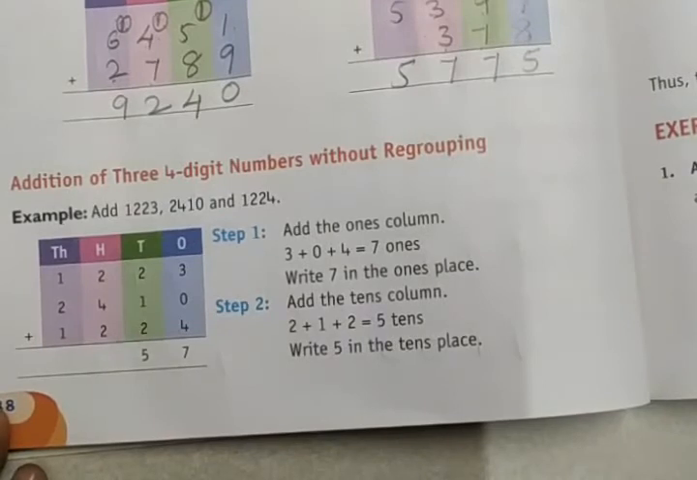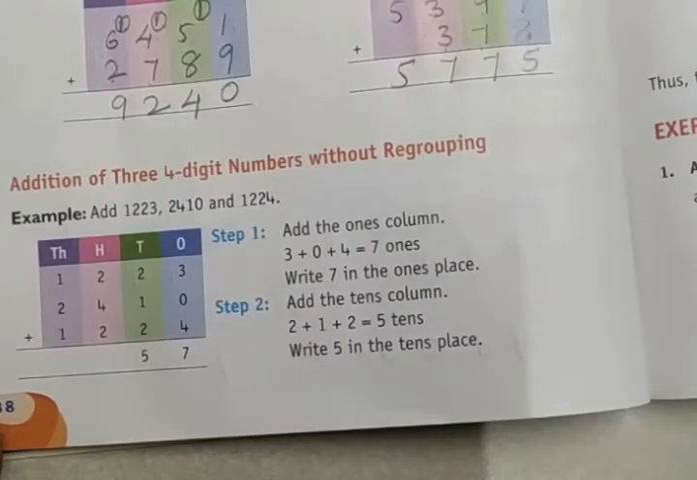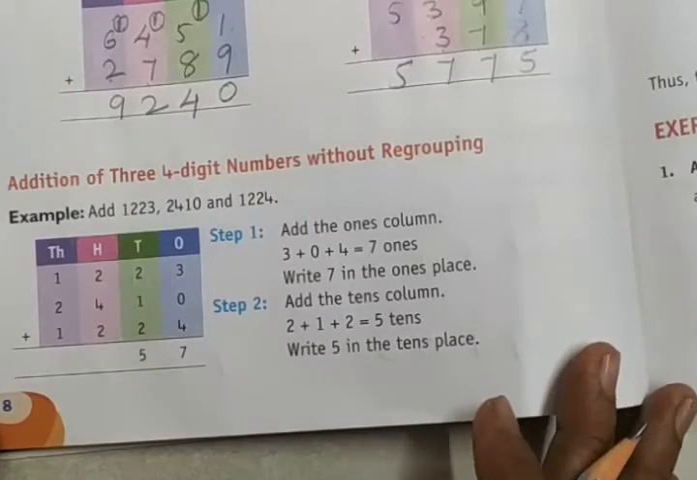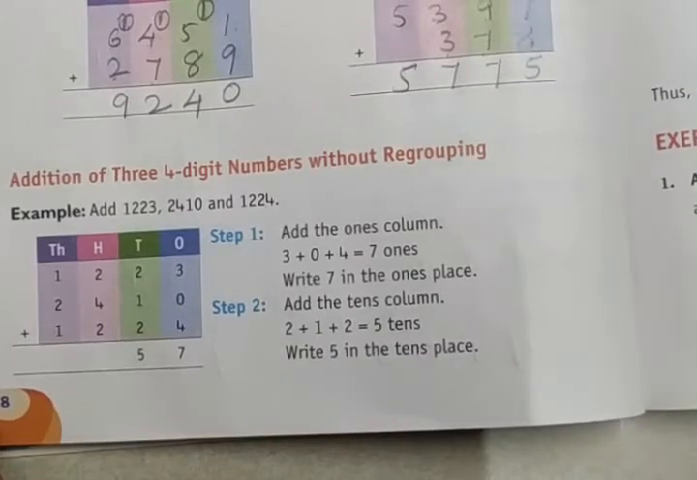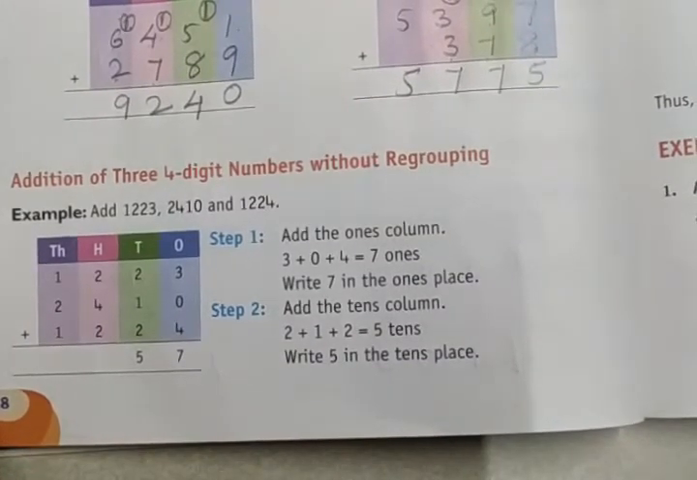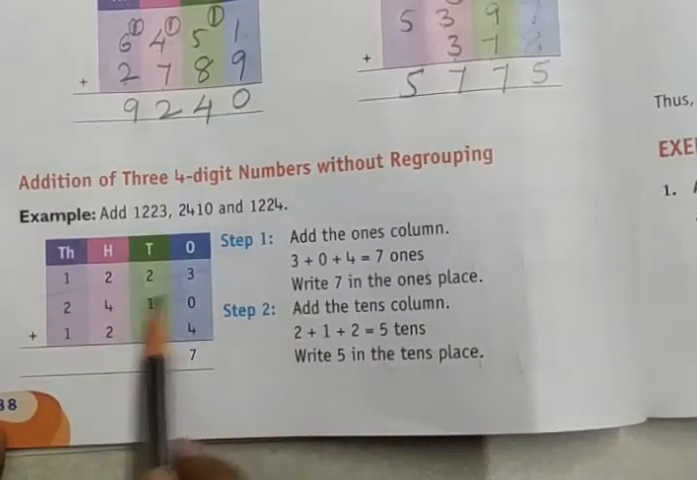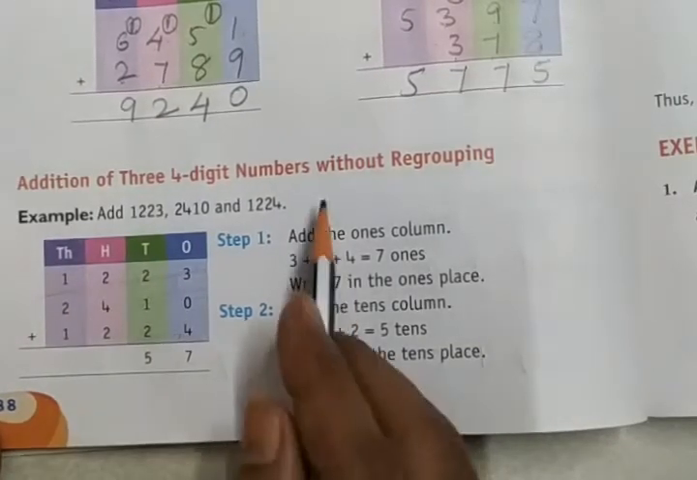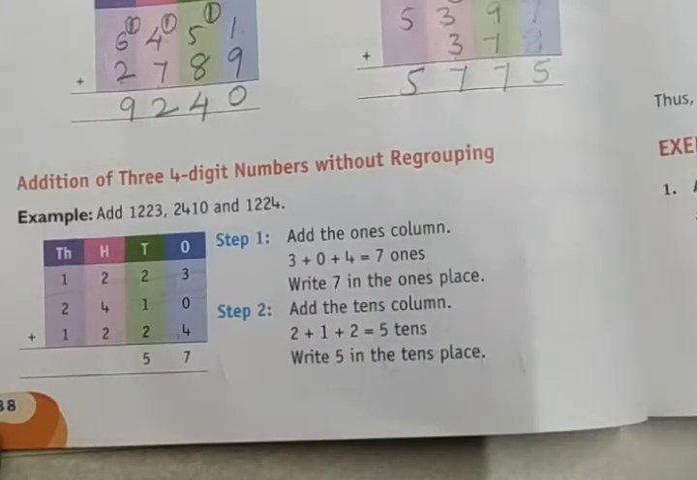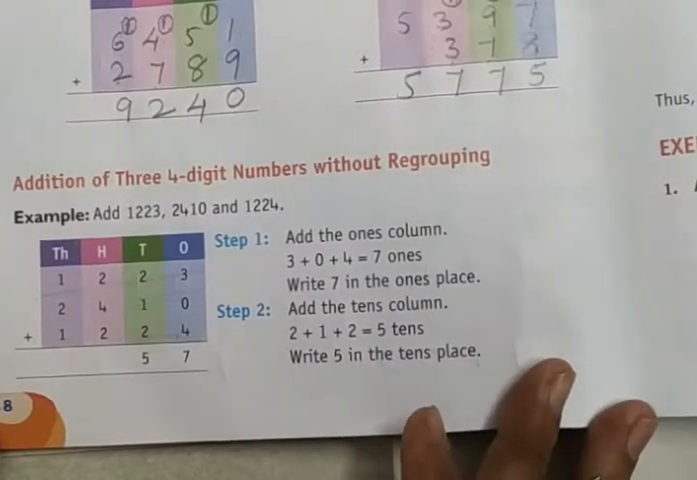This example is based on exercise number 2.5, right? So here, addition of 3 4-digit numbers without regrouping. Any 3 4-digit numbers, 1 number, 2 number, 3 number, they are 4-digit numbers without regrouping. Without regrouping means without carrying. Okay, without carrying. Shall we do it?